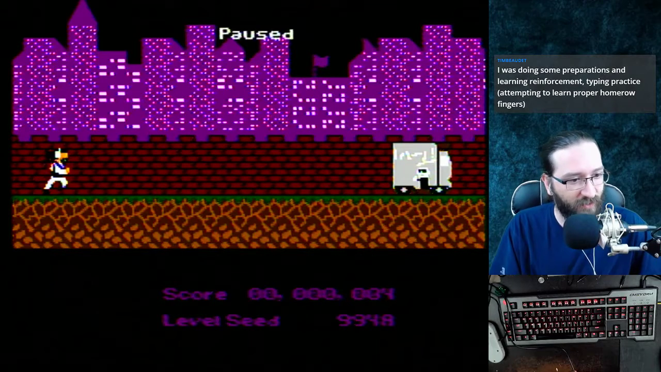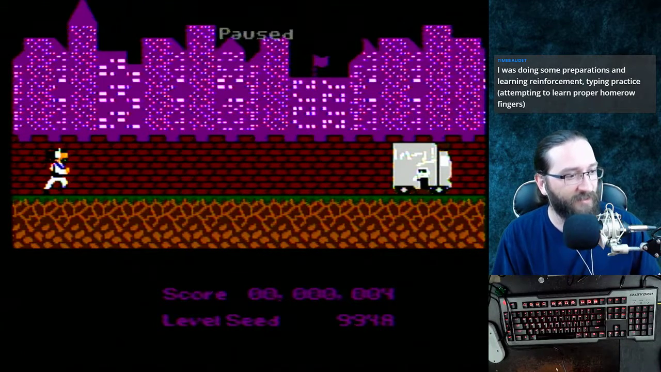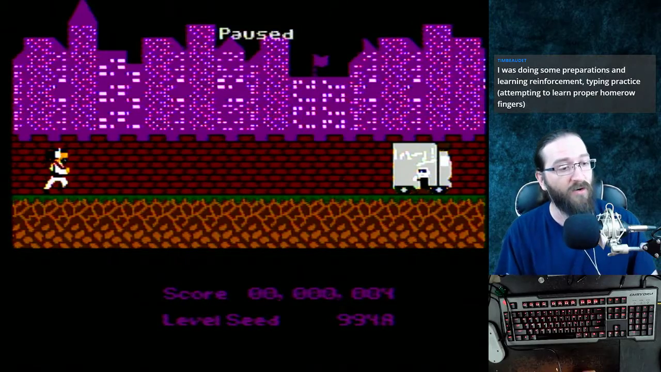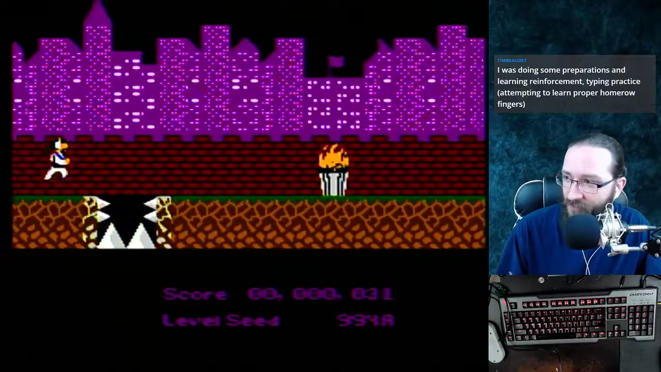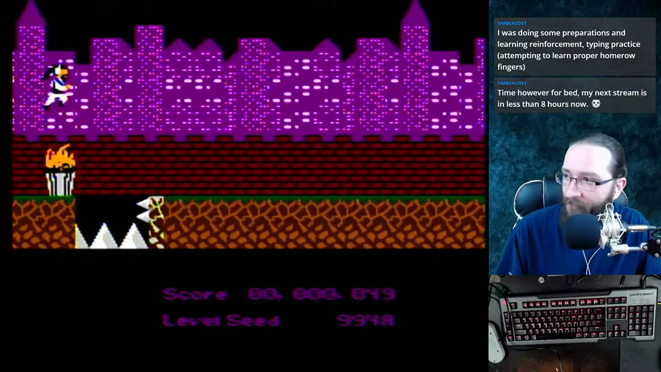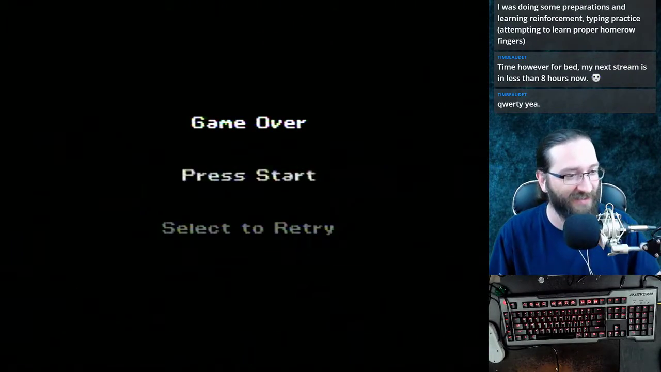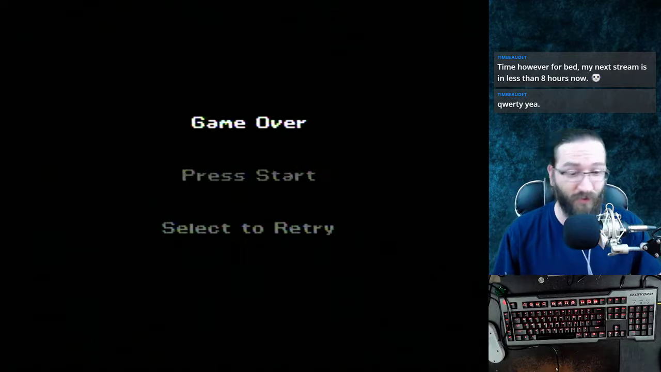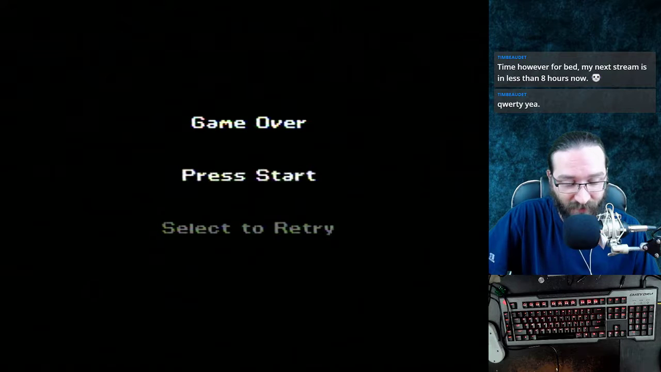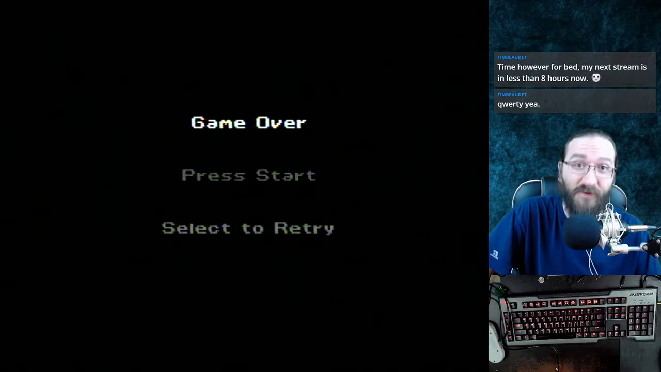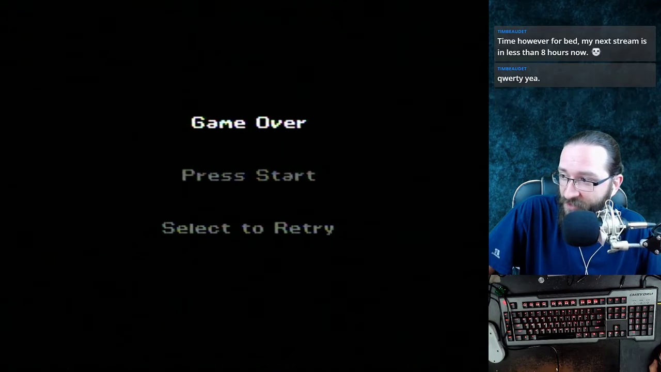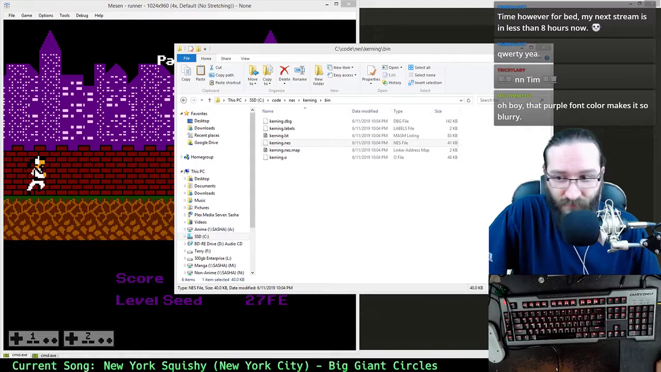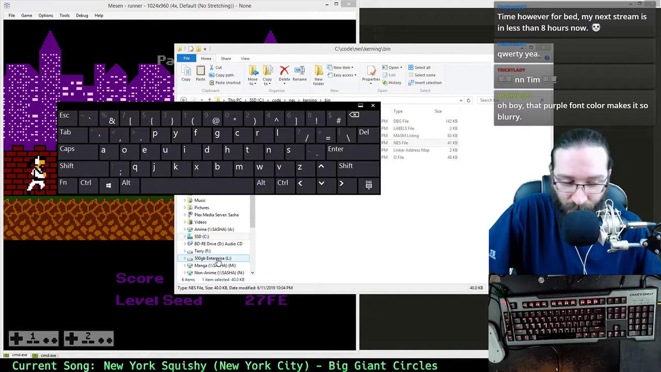Doing some preparations and learning reinforcement, trying to practice. I intend to learn proper home row fingers. Oh, okay, nice. Are you relearning QWERTY, or are you throwing in a different keyboard layout there? But yes, this is my game on the NES. Time, however, for bed. My next stream is less than 8 hours. QWERTY. Okay, so you're going from QWERTY to QWERTY. So I did something similar, rather. Relearning typing. But I went the drastic route, and I don't use QWERTY anymore. I use Dvorak instead.